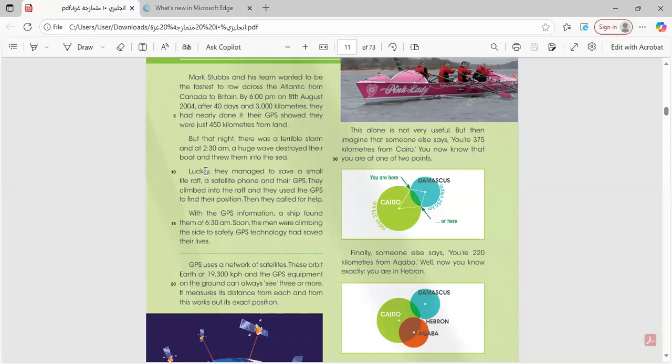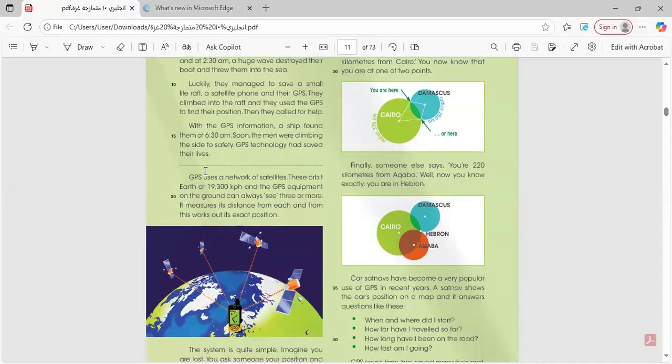They climbed into the raft and they used the GPS to find their position. Then they called for help. With the GPS information, a ship found them at 6:30 a.m. Soon, the men were climbing the side to safety. GPS technology had saved their lives. Okay, so they climbed what? They climbed the ship, the big ship that found them, okay?